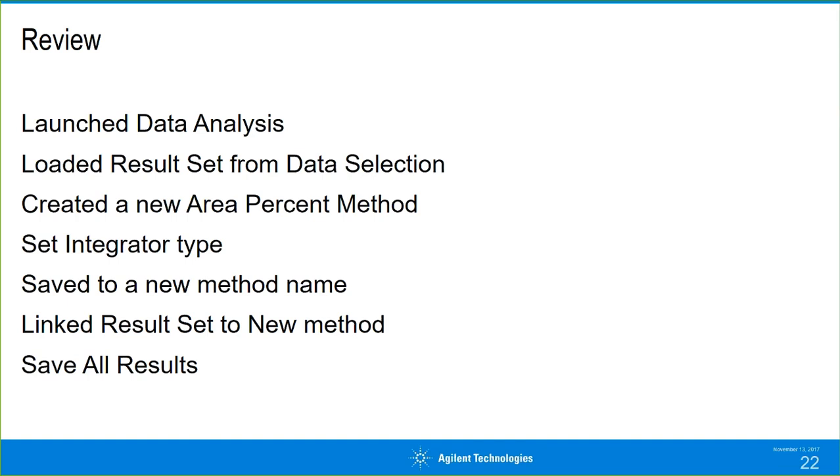Okay, loading result sets from data selection, creating a new area % method. All right, when you're loading result sets that are not tagged onto a processing method, you get the pop-up box to then select, do I want area %, do I want quantitative, do I want MS for mass spec, or do I want none. Then the integrator types, ChemStation versus EasyChrome. How to save the new method: you get the pencil icon down at the bottom behind the method when a change has been made but it hasn't been saved. And then to link up those result sets and to save all results, all right?